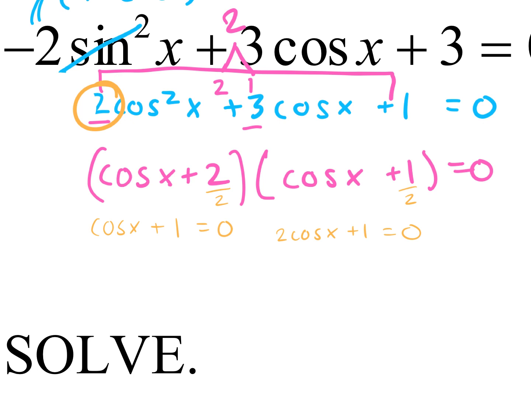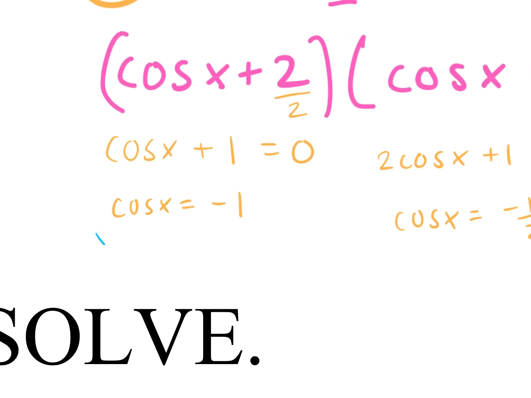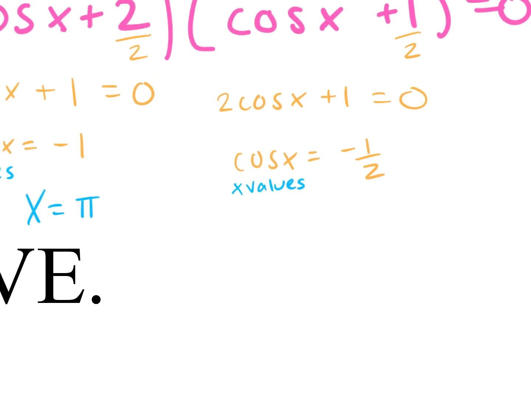Now I'm going to solve. So cosine x is equal to -1. And cosine x is equal to -1/2. Now cosine tells us that we have to look at x values. So I want to see where on my unit circle is my x value, -1, and that would be at pi, so x is equal to pi. And then I want to see where on my unit circle are my x values -1/2, so that would be 2 pi over 3 and 4 pi over 3.